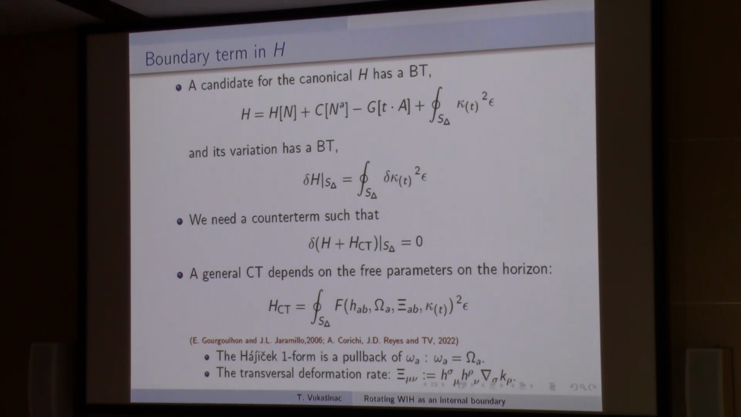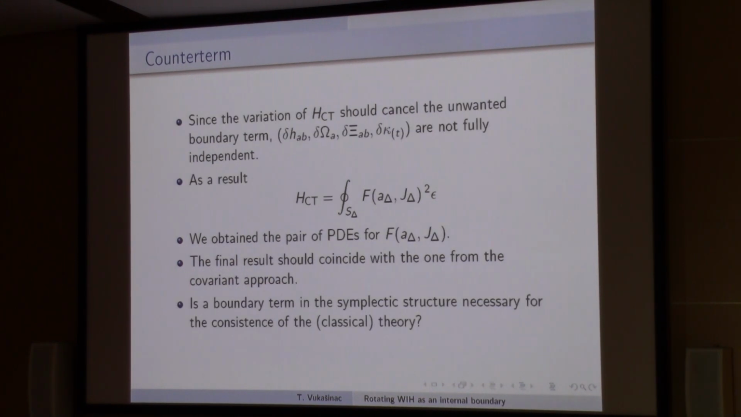We arrived at quite a simple expression for the variation of this Hamiltonian. We are trying to construct a counter term. That was the idea. And in turn, this counter term depends on the free parameters of the horizon. One starts from this general expression and analyzes its variations, and then one can prove that a counter term actually only depends, or usually depends, on the area and angular momentum of the horizon.